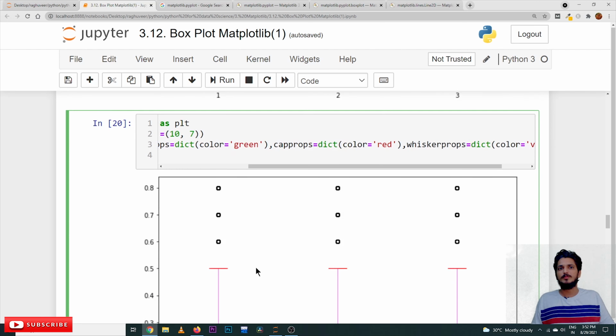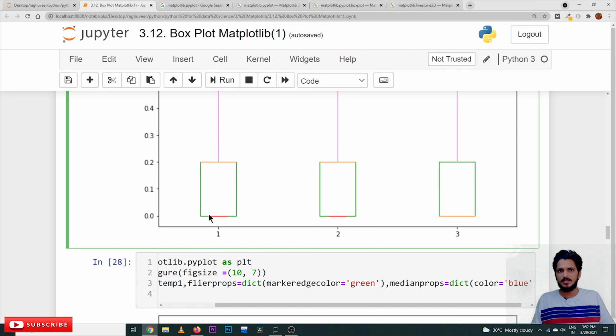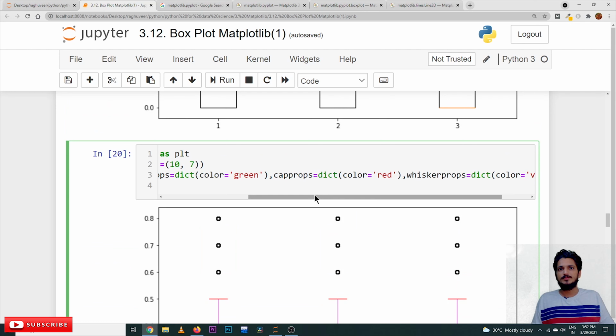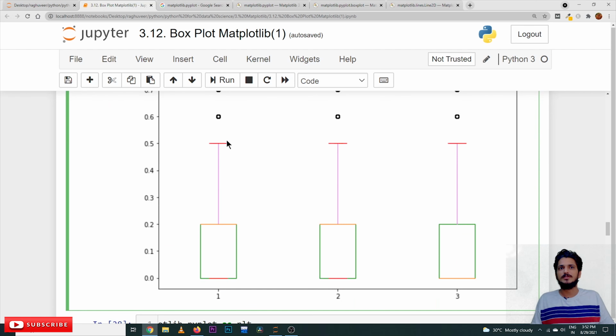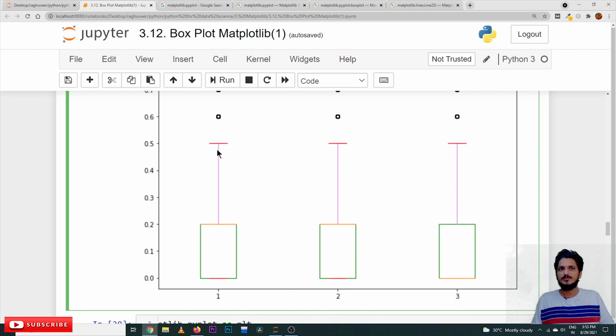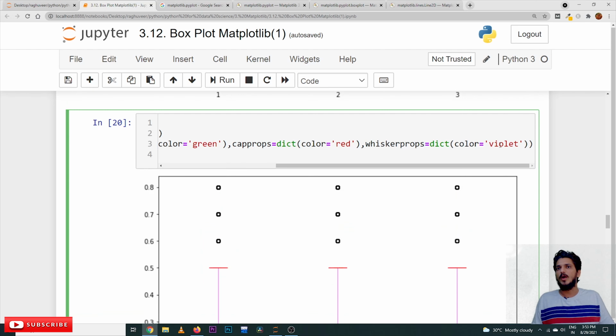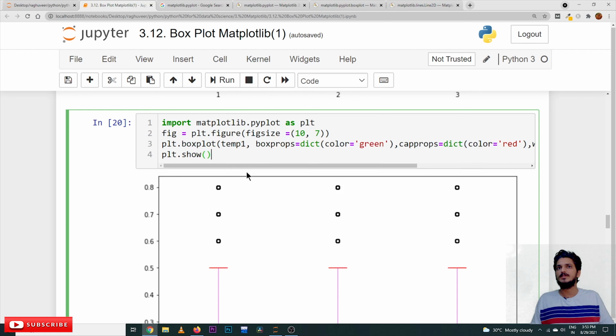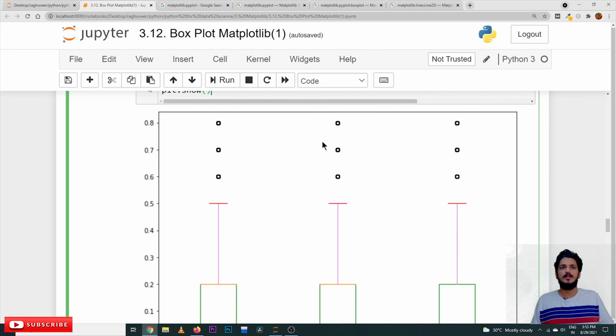Boxprops means this is the box, we have given the outline a green color. Capprops means these are the caps, we have given red color. The starting and ending points are considered as caps, so we have given color equal to red. Whiskerprops means these lines, we call them whisker props, given a violet color. This is how we can use the parameters that are present in our box plot, attributes present on that, and we are using them to give different colors.